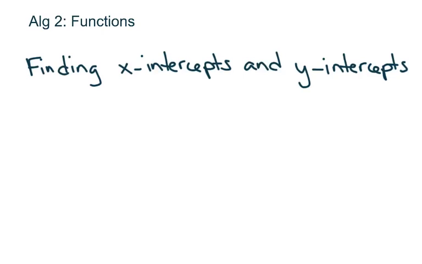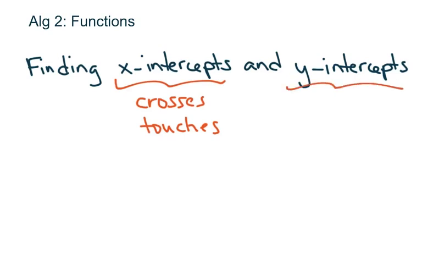In this video, we're going to address finding x and y intercepts, both graphically and algebraically, with some simple algebra. So an x-intercept is where the graph crosses or touches the x-axis, and a y-intercept is where the graph crosses or touches the y-axis. Just as a reminder, on the coordinate plane, the x-axis is the horizontal line and the y-axis is the vertical line.